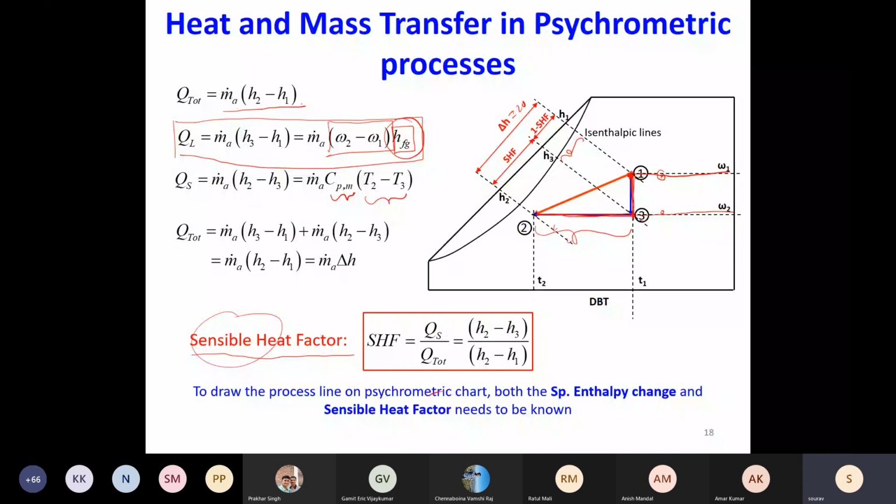In your EES, all this information is already fed in. So if you just give the values of omega 1 and omega 2, it will quickly tell you what the latent component is. But anyway, since we have to now use the charts, in the charts you will have to draw these lines which are parallel to those black dashed lines and read the enthalpy from here.